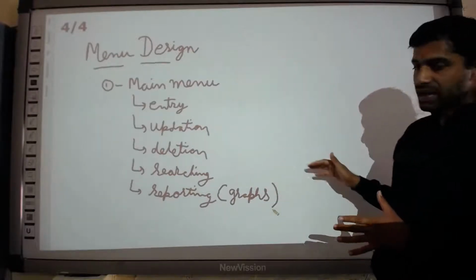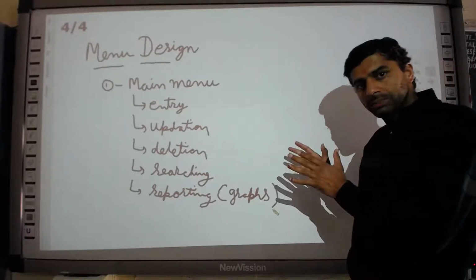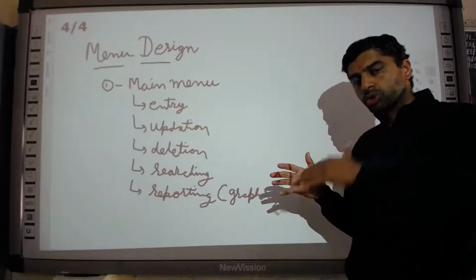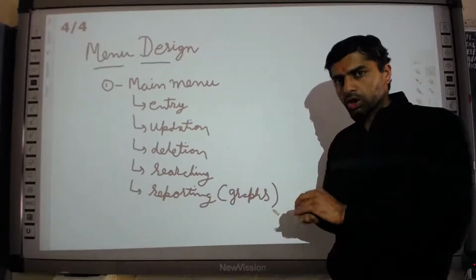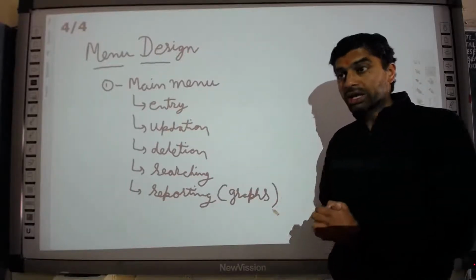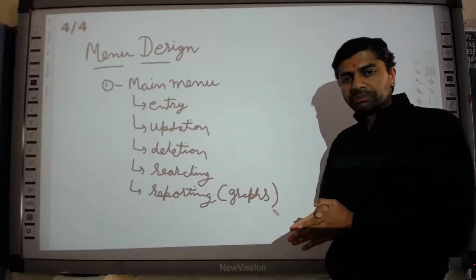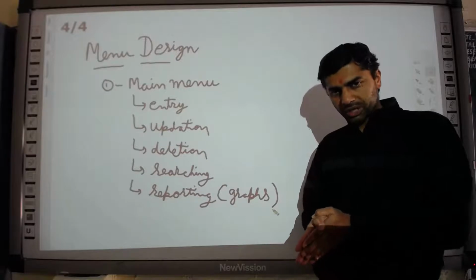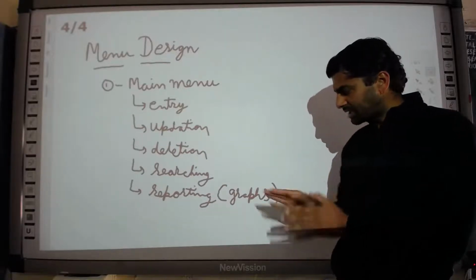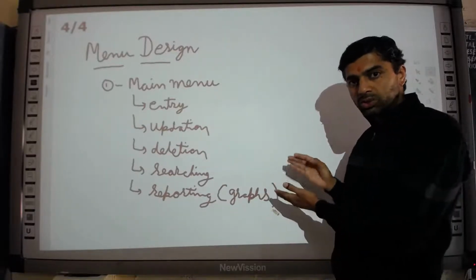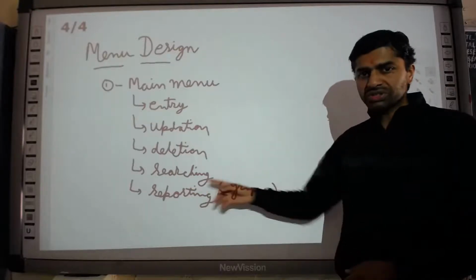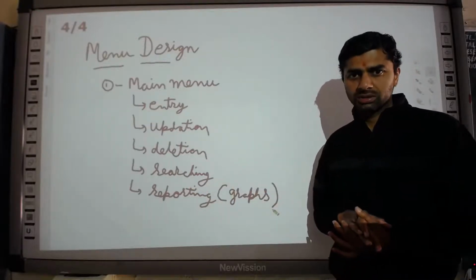So seeing a graph, you can easily understand the number of books that have been issued or returned, or the fine that has been collected, or how many users have been admitted into the school in this particular period. Everything can be visualized through these graphs. So this reporting part is very much required.